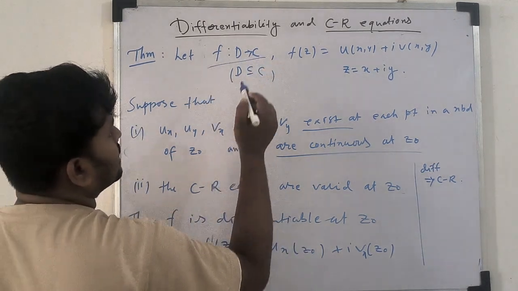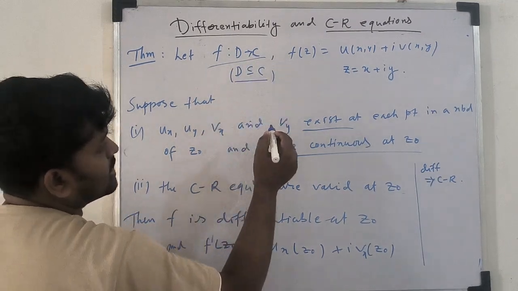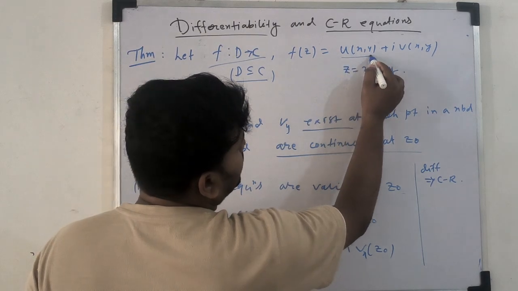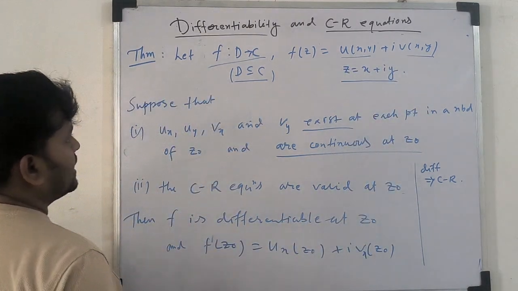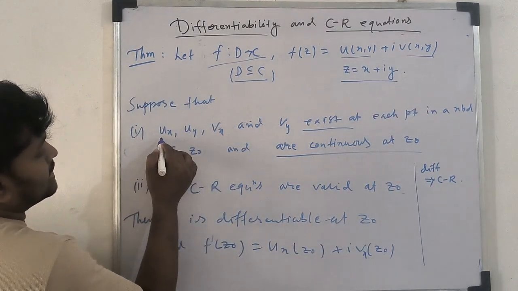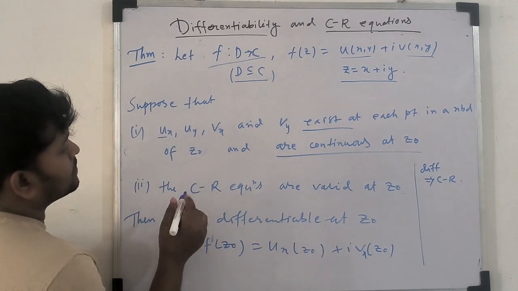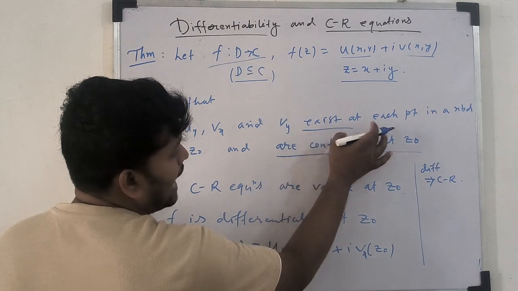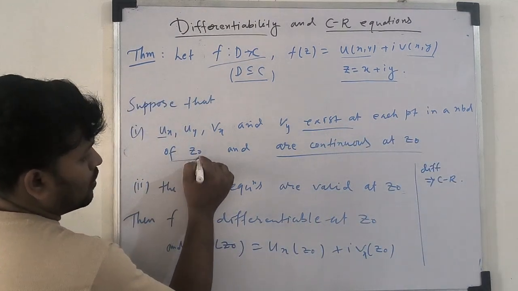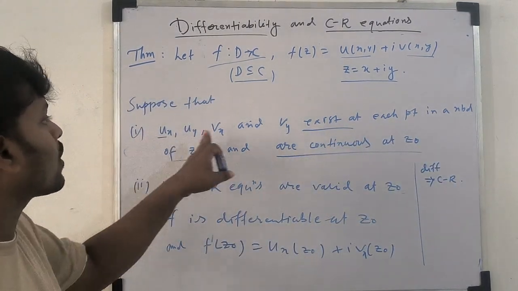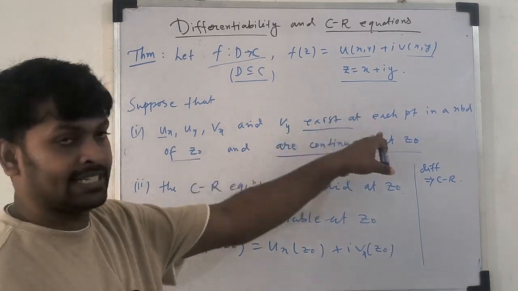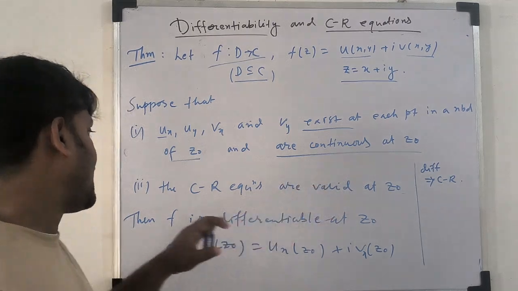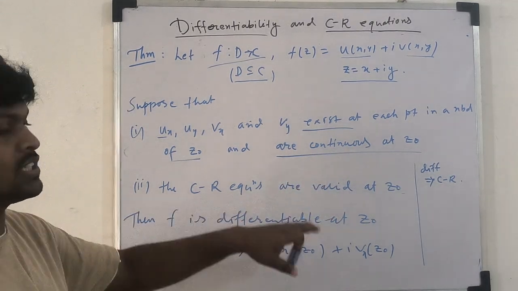So this is the function f from D to C. D is a subset of C, C is the set of complex numbers, and f(z) is u(x,y) plus i v(x,y), and z is x plus iy. So suppose that the partial derivatives u_x, u_y, v_x and v_y exist at each point in a neighborhood of z0 and are continuous. So these four partial derivatives exist at each point of a neighborhood of that point and are continuous. And the second condition is that the CR equations are valid at z0.